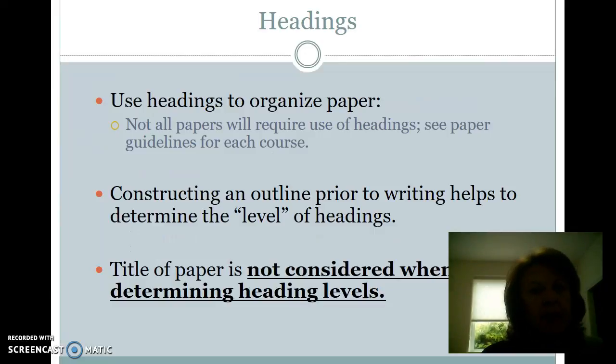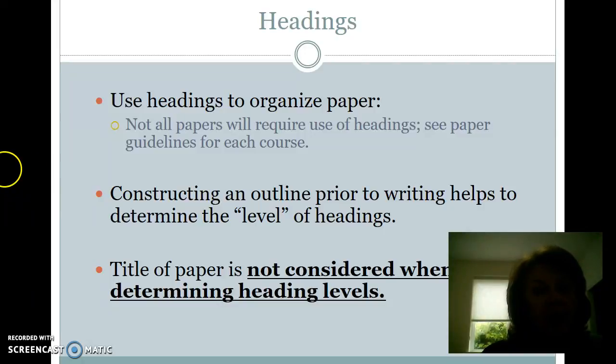Headings, APA headings. APA has developed what is known as levels of heading. And there are 5 different levels of headings that you could use throughout your paper to help you organize your paper. Now, not every paper you write here at the School of Nursing is going to require a heading, but I'm going to venture to guess that the majority of them will.